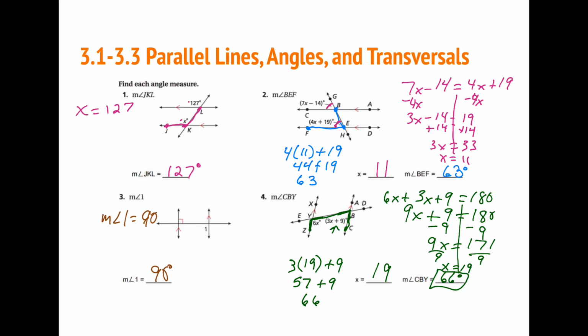If we wanted to be sure, we could actually plug in the 19 to the 6x. That's not too difficult to do. So when I plug that in to my calculator, 6 times 19, you get 114. And then you can kind of do a confirmation. Does 114 plus 66 equal 180? Yeah, it does. So we know we did it correctly.